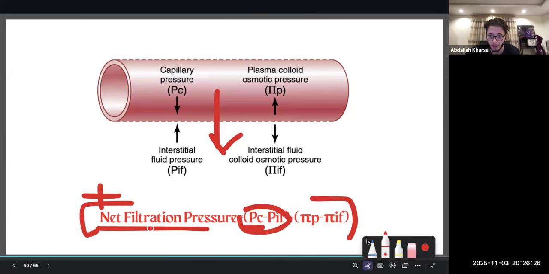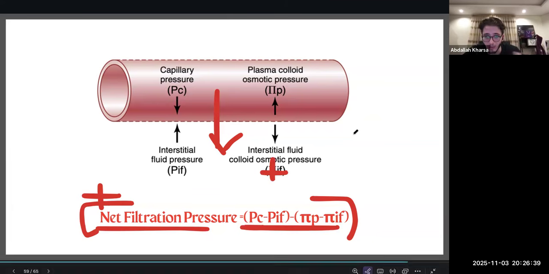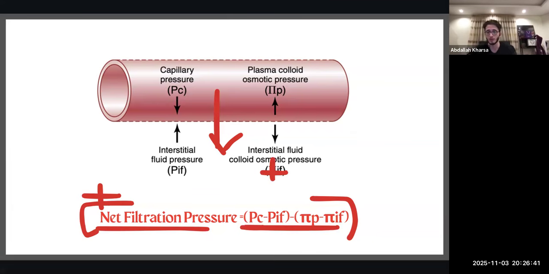You're subtracting the thing that wants to leave from the thing that wants to enter. And you're doing the same thing with the proteins, then you're subtracting the two numbers. If the number is positive, you have filtration. If it's negative, you have the opposite. Right?